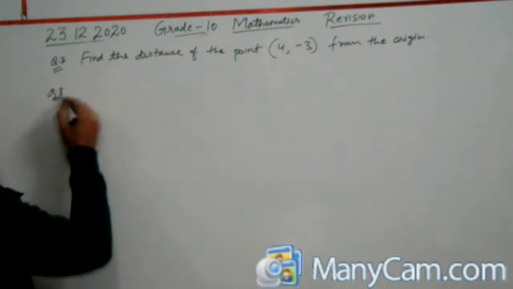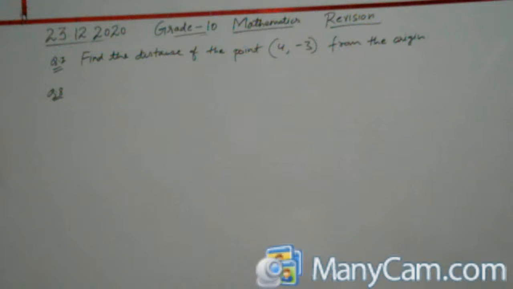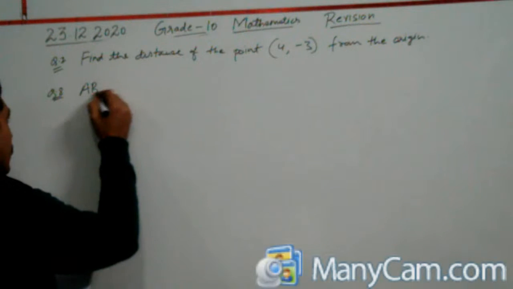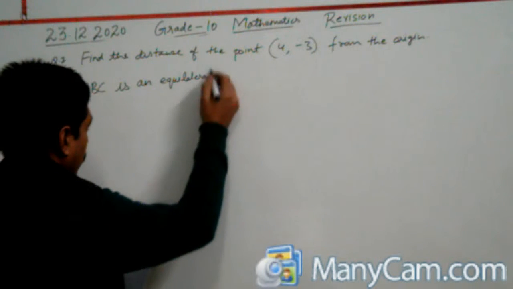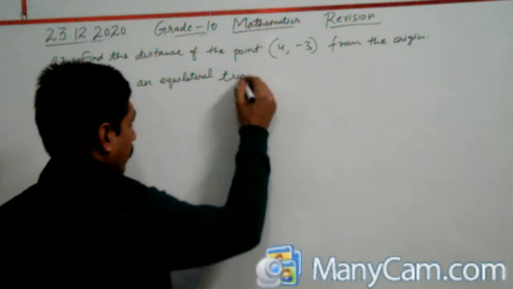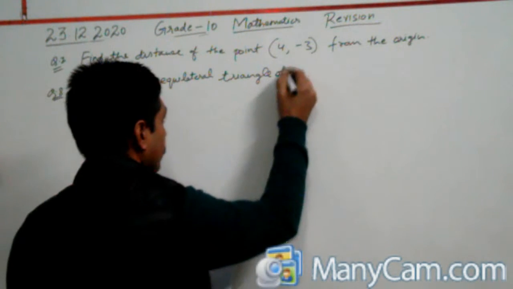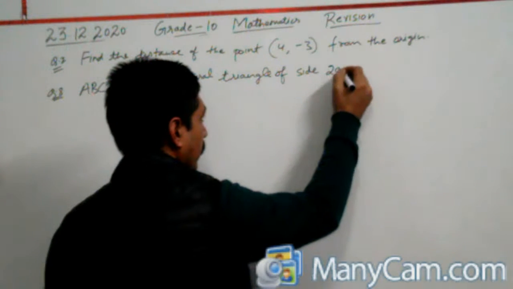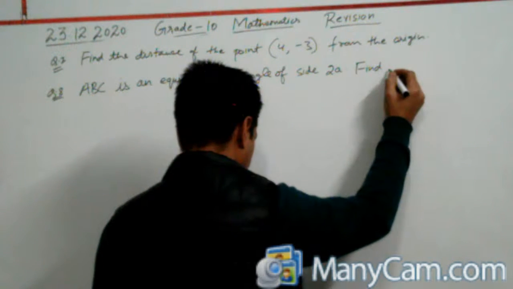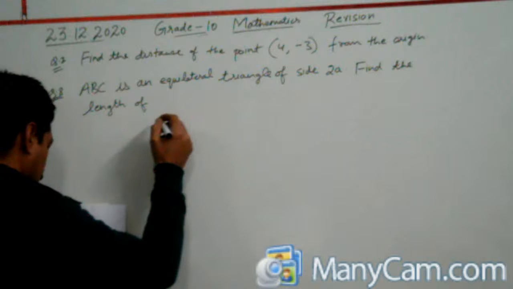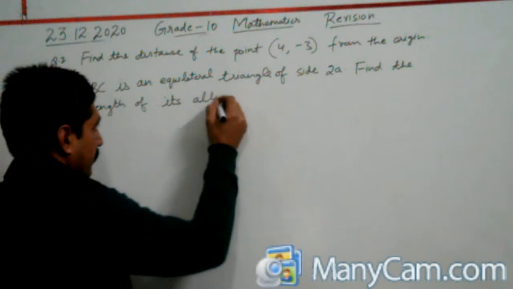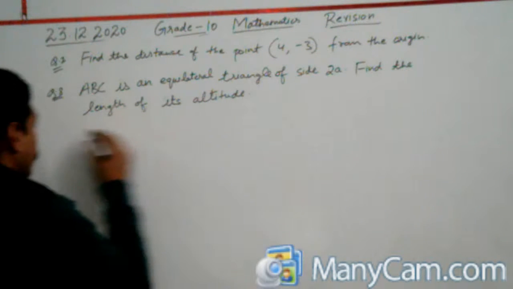Question number 8. ABC is an equilateral triangle of sides 2a. Find the length of its altitude.